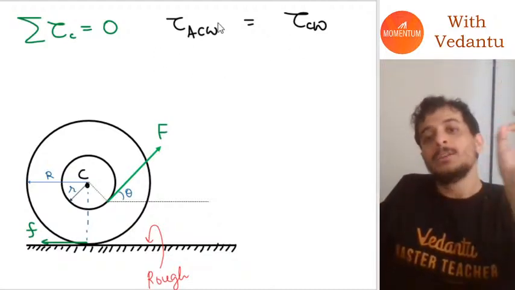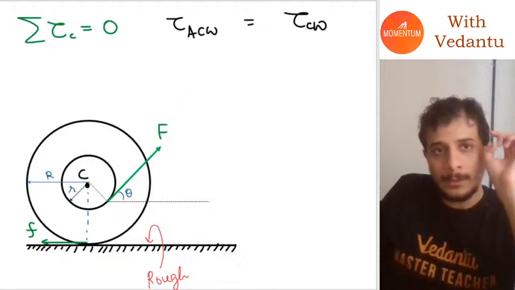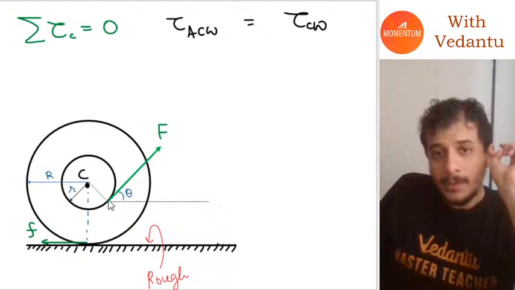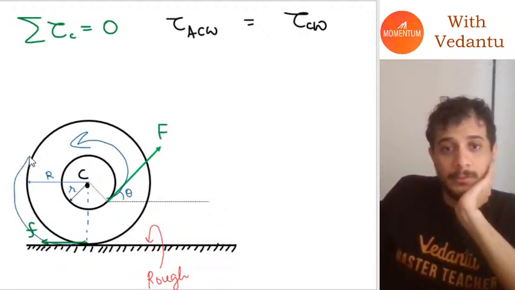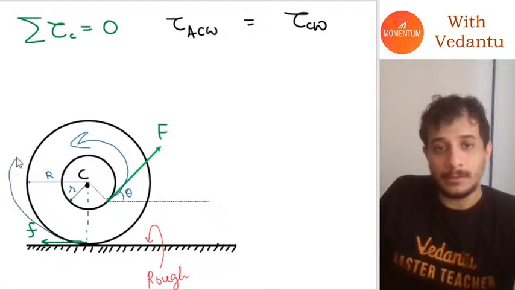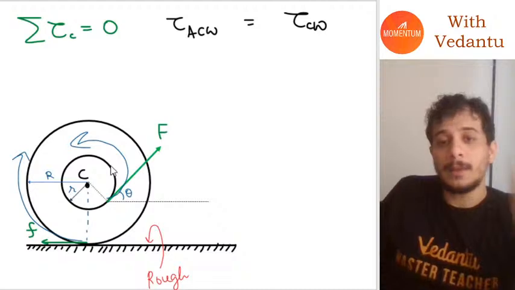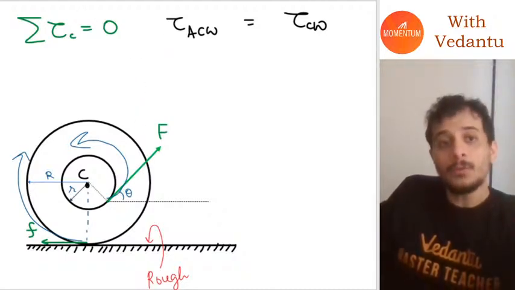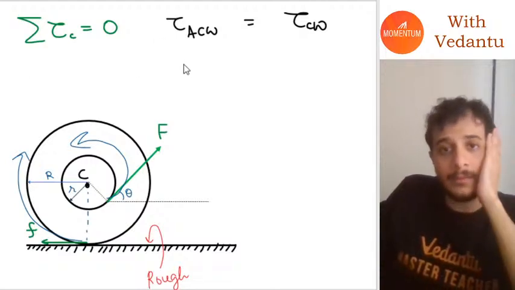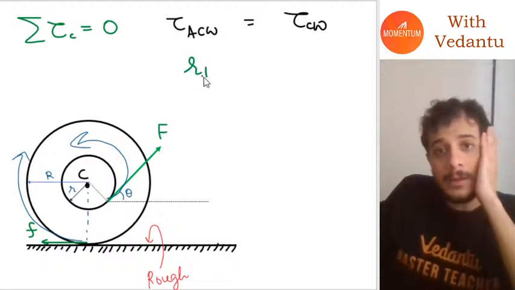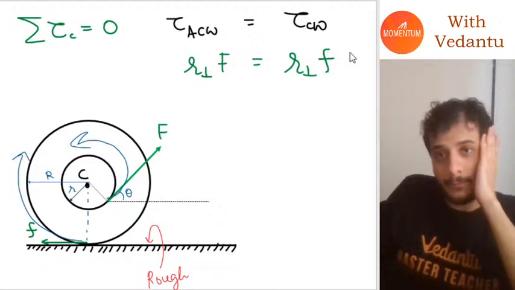But in this case, the total clockwise torque should be the same as the total anti-clockwise torque. This force F is trying to rotate the body in the anti-clockwise direction, and the friction force is trying to rotate it in the clockwise direction. So in both cases, I will write r perpendicular into force is equal to R perpendicular into force.